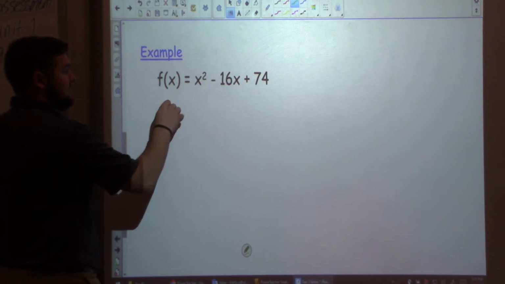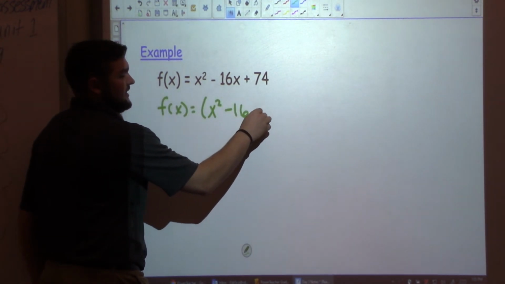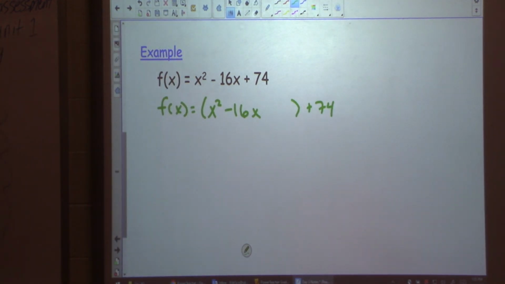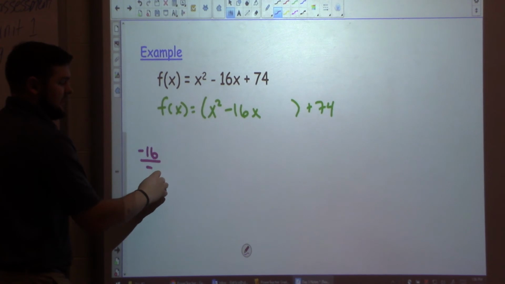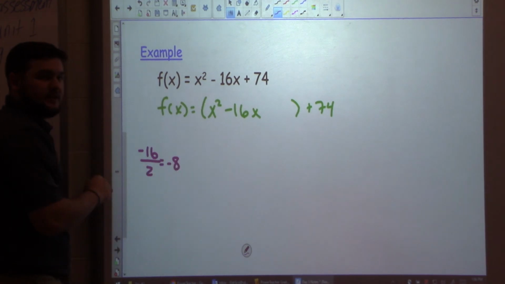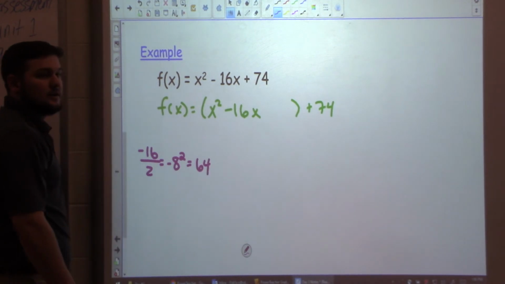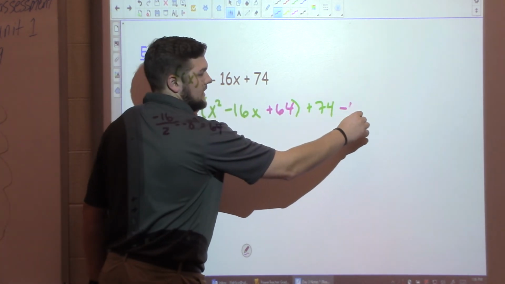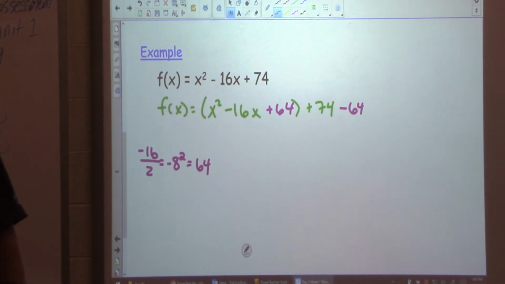So the next one, same thing. Rewrite it first. F of x equals x squared minus 16x. Leave a space. Plus 74. Okay, I'm going to complete the square. I'm taking my b term, negative 16. I'm dividing it by 2. I get negative 8. Squaring that, I get positive 64. I add it on the inside, subtract it on the outside. Whatever I add inside, I must subtract on the outside. Alright?